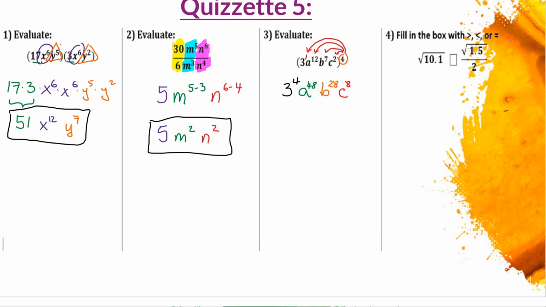Then the last step is to work out 3 to the 4th power. 3 to the 4th power is 3 times 3 times 3 times 3. We know 3 times 3 is 9, and you have another 9. 9 times 9 is 81. So the answer is 81, a to the 48, b to the 28, and c to the 8th power. And that's it. That is the answer for problem number 3.